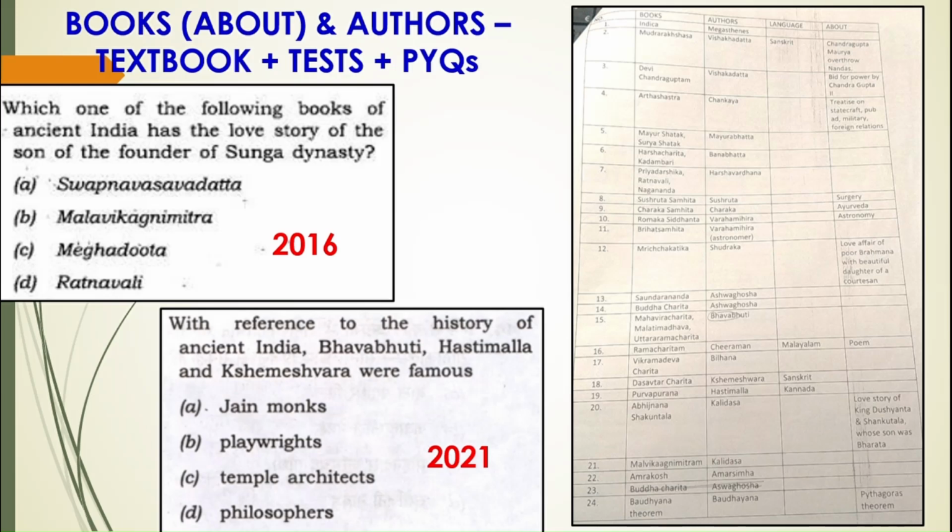Okay, and see these questions 2016 and 2021, right? The love story of son of the founder of Sunga dynasty. Okay, what's the name of the book? Okay, then see the 2021 question, who are these people? Bhavabhuti, Hastimalla and Shemeshwara, right?